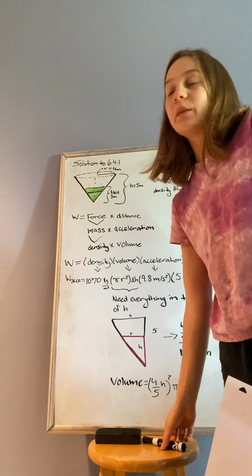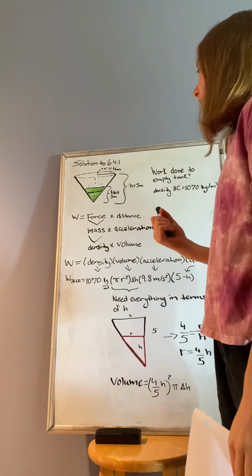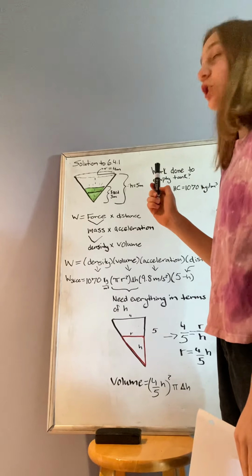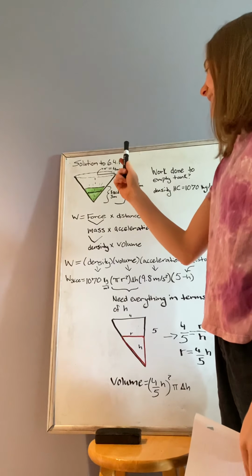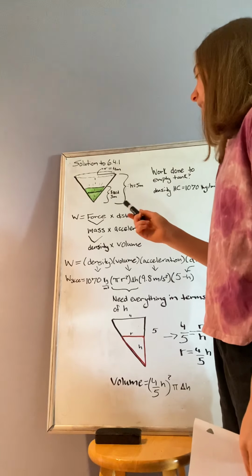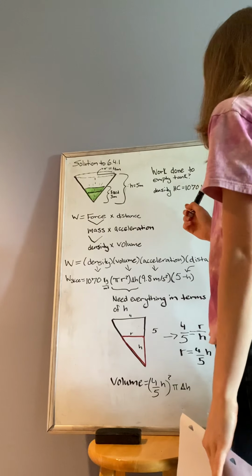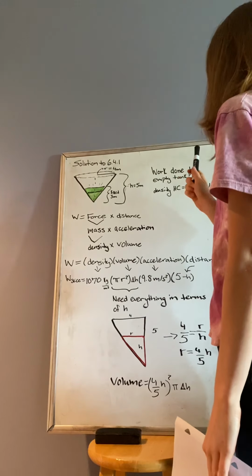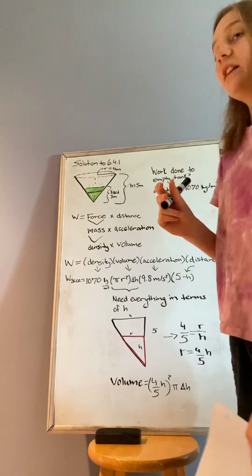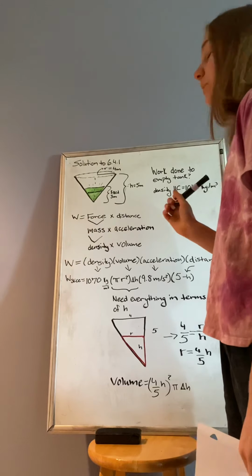So this is my solution to 6.4.1. We are told that there's an inverted right cone that is filled with hot chocolate, and the cone has a radius of 4 meters, a height of 5 meters, and it's filled with hot chocolate to 3 meters. So we're asked what the work done is to empty the tank. And we're told that the density of hot chocolate is 1,070 kilograms per meter cubed.